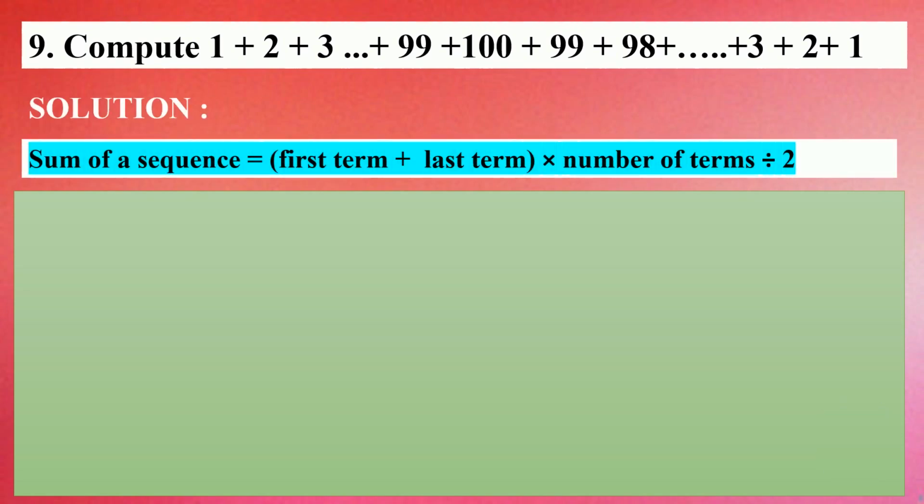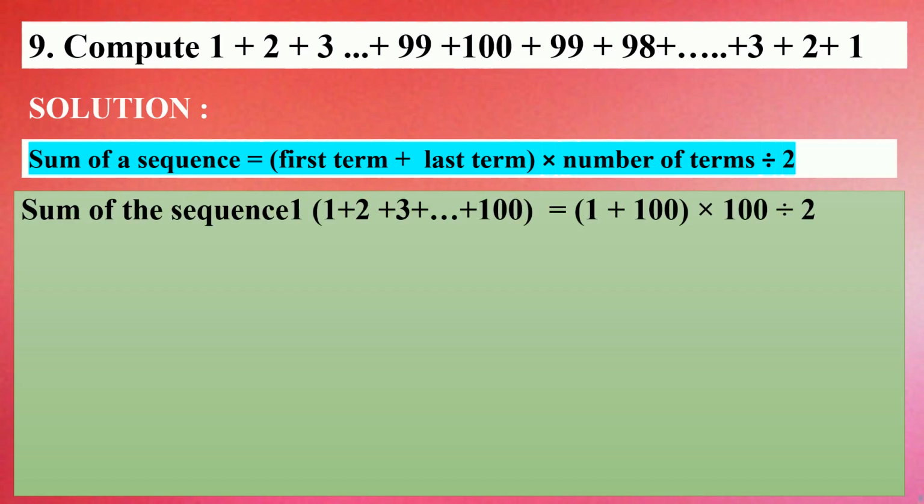Sum of the sequence is first term plus last term into number of terms divided by 2. So we have two sequences here. Sum of sequence 1: what is sequence 1? Which is 1 plus 2 plus 3 and on till 100. So the first term is 1, the last term is 100. When you solve using the formula, first term plus last term into number of terms divided by 2, we have 5050.